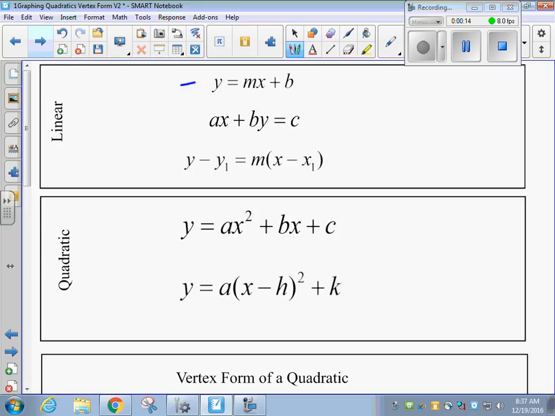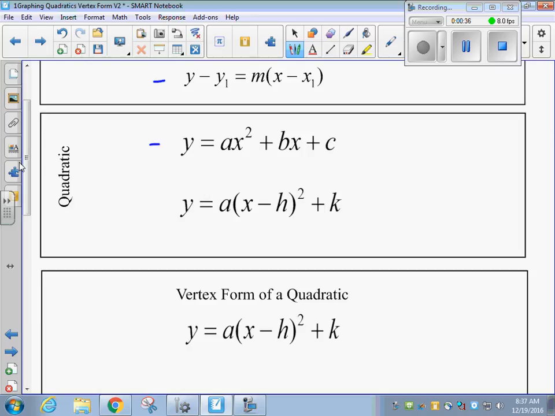We had y equals mx plus b, standard form, which is just written as a number times x plus a number times y equals another number, and we had point slope. Now we're able to graph from any form, but the easiest way to graph is from y equals mx plus b. Now for quadratics, we have two types of forms.